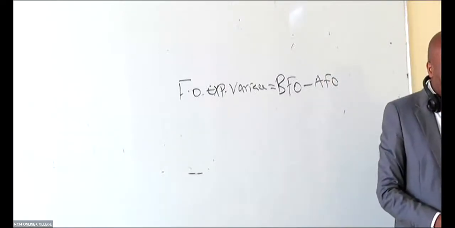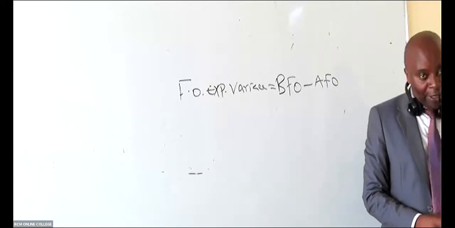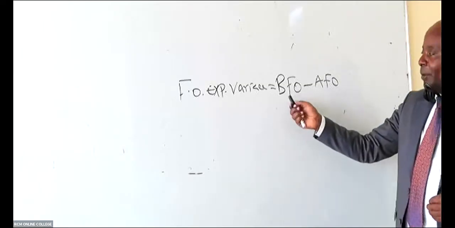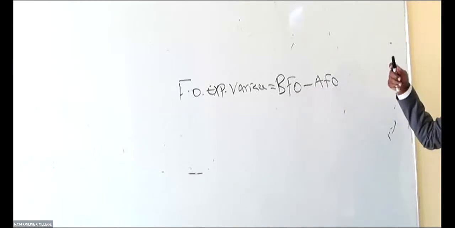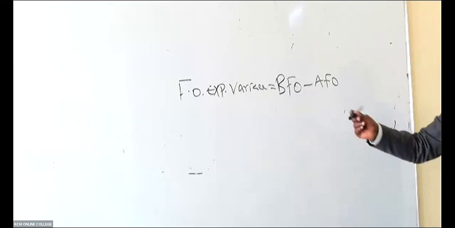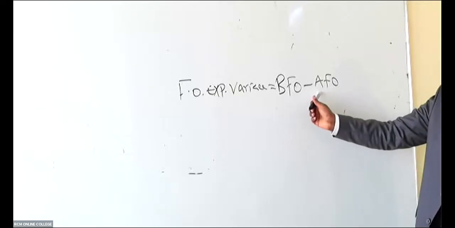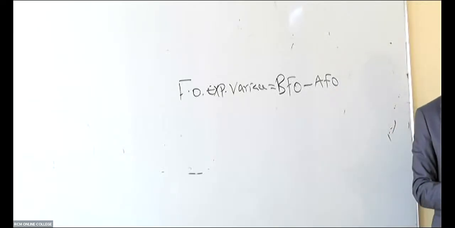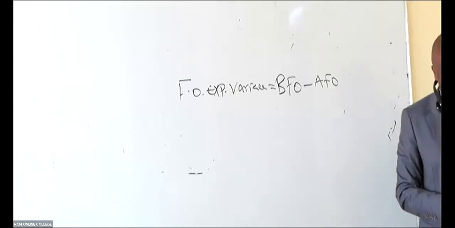So anytime they talk about expenditure variance, fixed overheads, always think about Atwoli, whatever. He's also a confused guy, right? So it is budgeted fixed overheads minus actual fixed overheads. Budgeted fixed overheads minus actual fixed overheads.